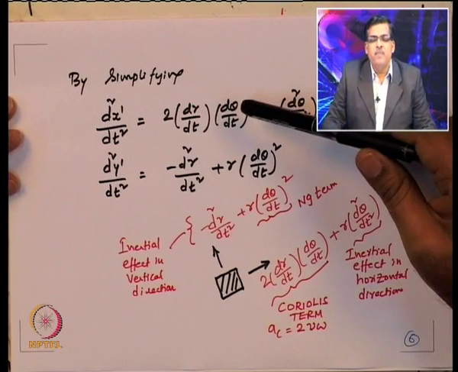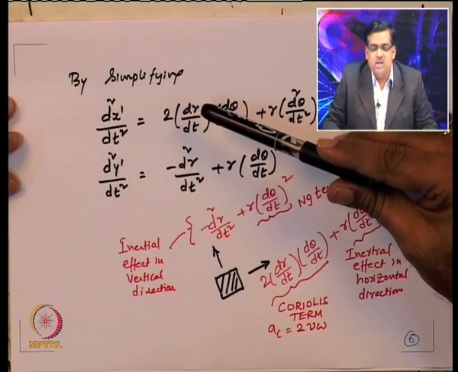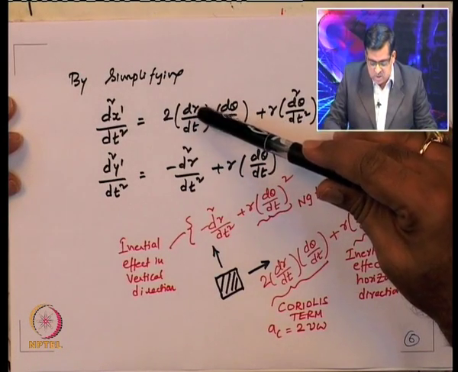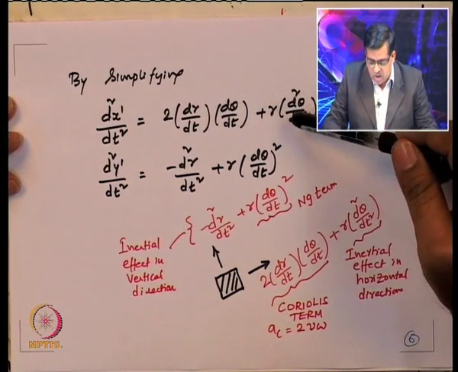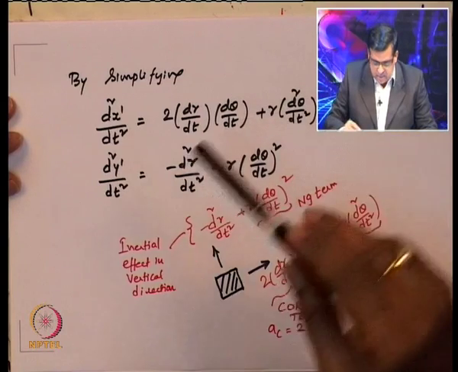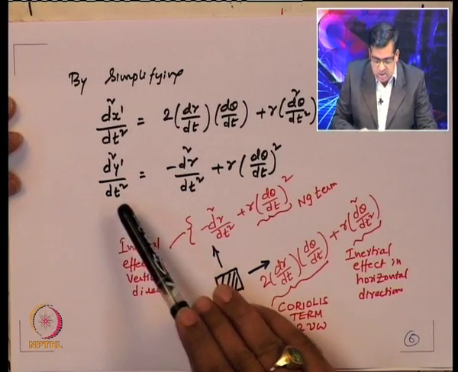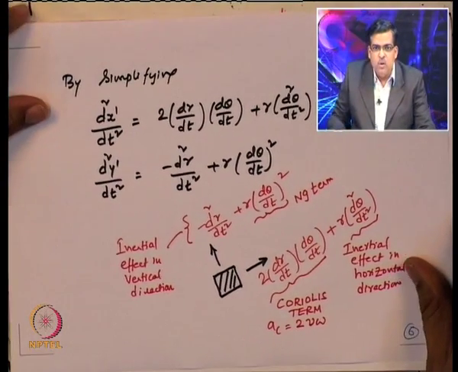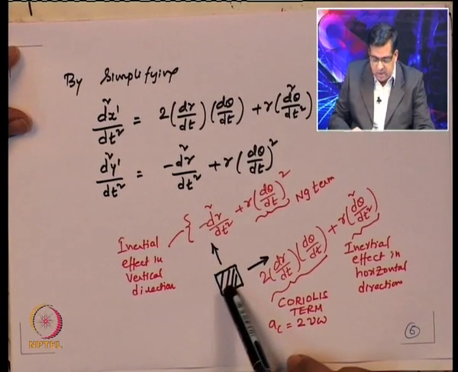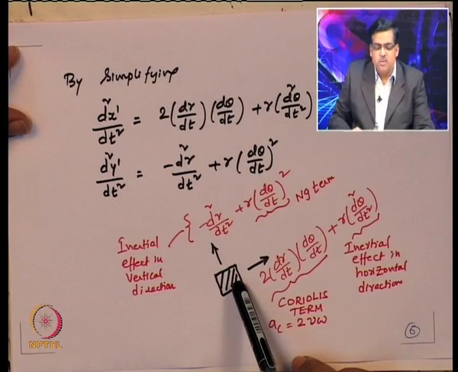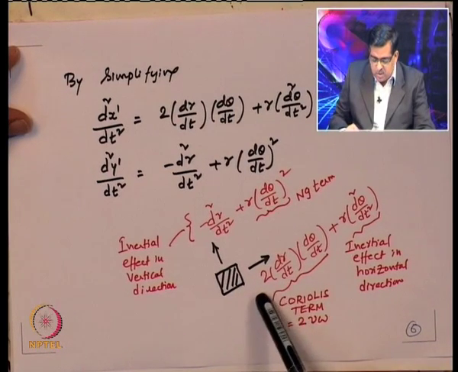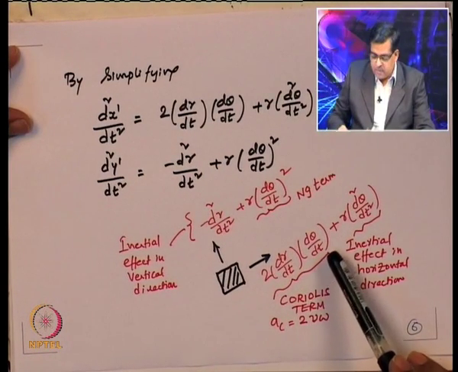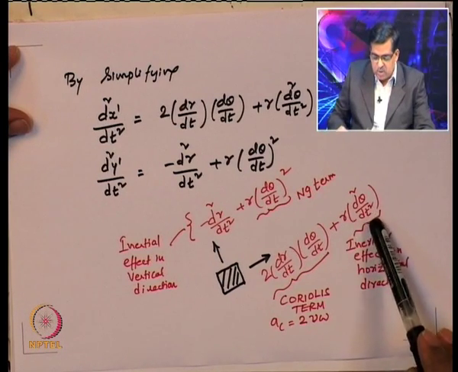So if you look into it, this particular element actually has two components of acceleration. One is this 2 dr by dt d theta by dt plus r d square theta by dt square, and similarly we have d square y dash by dt square equal to minus d square r by dt square plus r d theta by dt whole square. So if you look at this particular element which is considered in the centrifuge model, we can write that this particular term in the horizontal direction is 2 dr by dt d theta by dt plus r d square theta by dt square.